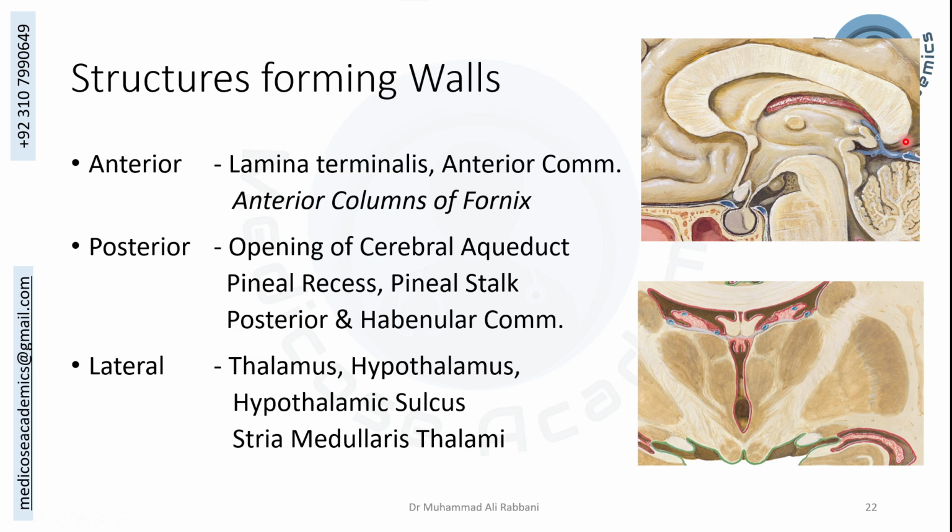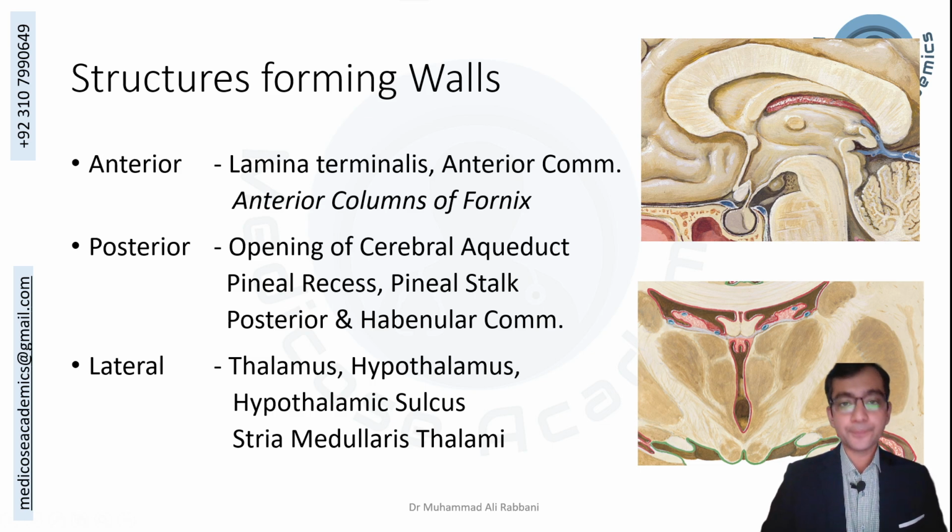And then laterally on each side, as you can see from this coronal section, on each side there is the thalamus, and this is the lateral wall of the third ventricle that you can see. So this whole area is thalamus. As you can see, these fibers that are going are the stria medullaris thalami. This line that is prominent is the hypothalamic sulcus, and this whole part is hypothalamus itself. So these are the structures that are forming the lateral wall.